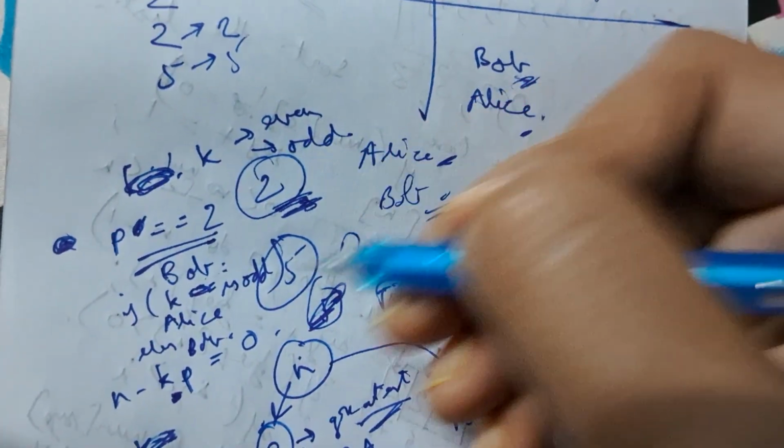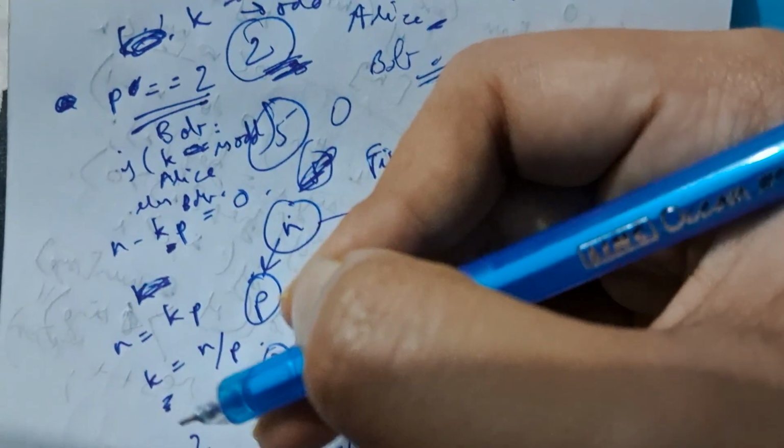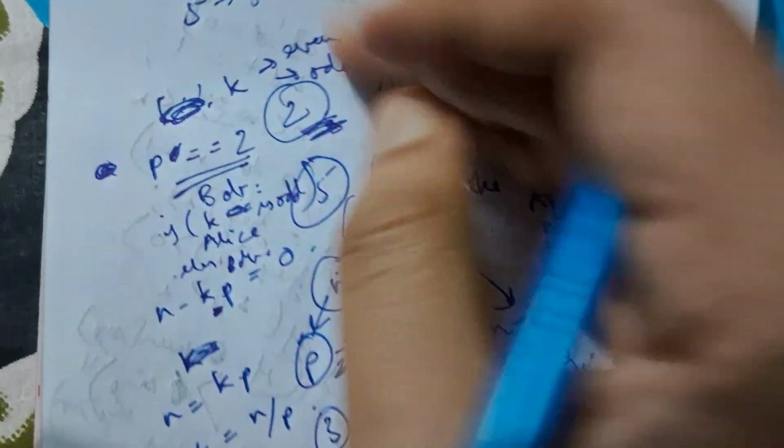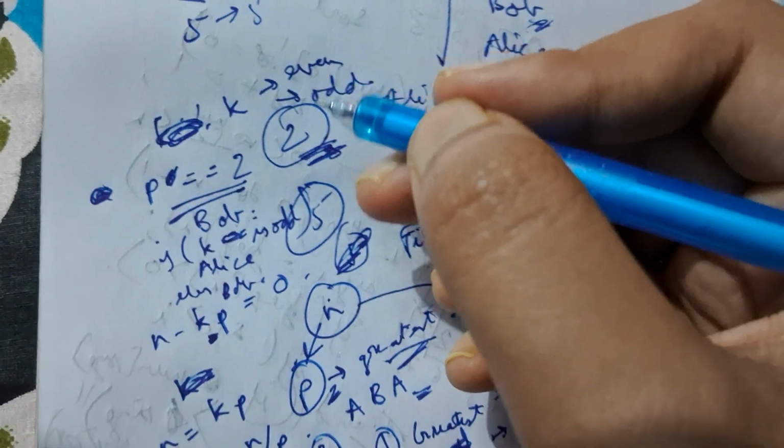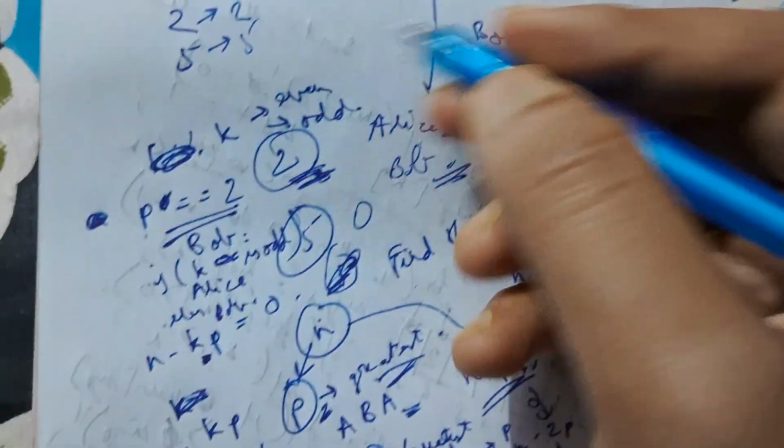Now for this one it is going to be 5, and p is equal to 5. Now k is equal to n by p, that is 5 by 5, that is 1. So k is odd, so print Alice. I hope this is clear.